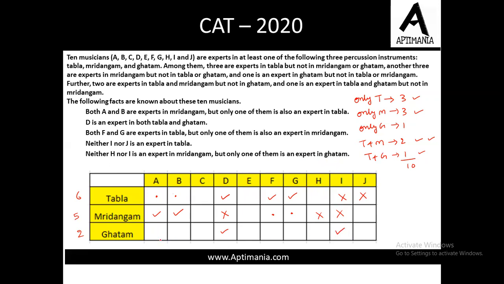Now, as we know that in ghatam we must have two ticks only, and we have already put two ticks, one in D and one in I. So we can simply cancel out the others, no one else can have a tick. Fine. So I am simply cancelling this out. Now for J, we have only one option left, that is mridangam. So we can simply tick this. And similarly for H, we have only one option, that is tabla. So I will tick this as well. Fine. So this is what we have completed till now. Although this table is not complete, this is the direct information that was given to us.